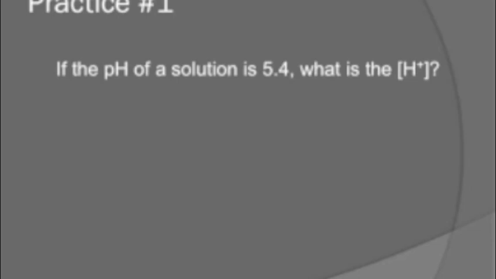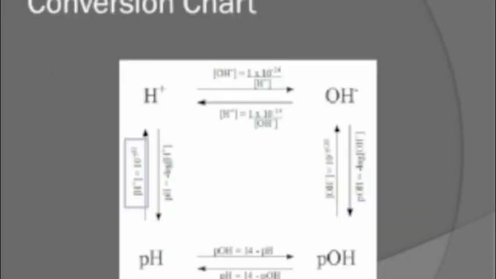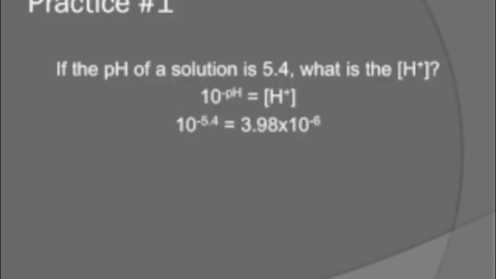Now we can work through some practice problems. If the pH of a solution is 5.4, what is the hydrogen ion concentration? Now very simply, we know that we're going from pH to the hydrogen ion concentration, so we know that we'll be using the formula hydrogen ion concentration equals 10 to the negative pH. Here again we have our equation, and it is as simple as plugging in the variables to the correct positions in the equation. So putting the negative pH is equal to 5.4 and plugging it into the calculator.